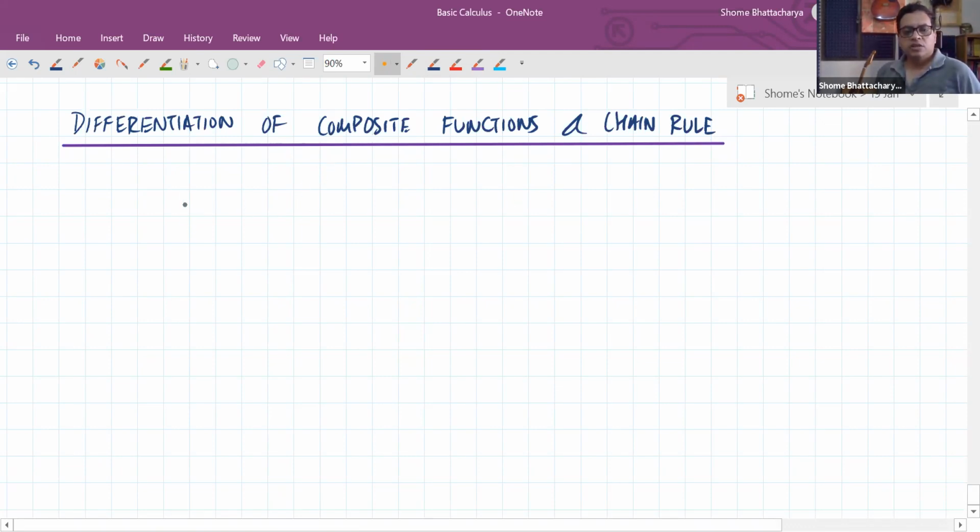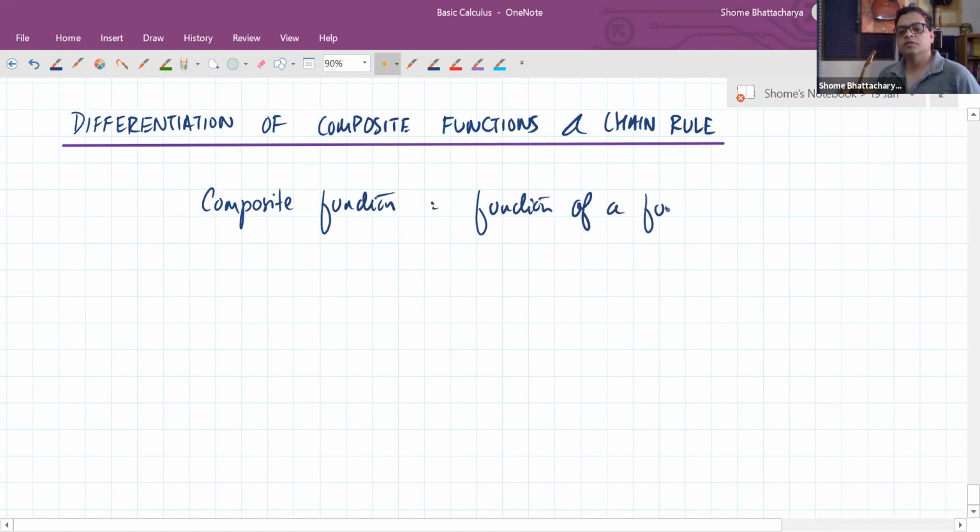So what is a composite function? A composite function is basically a function of a function, that kind of thing.